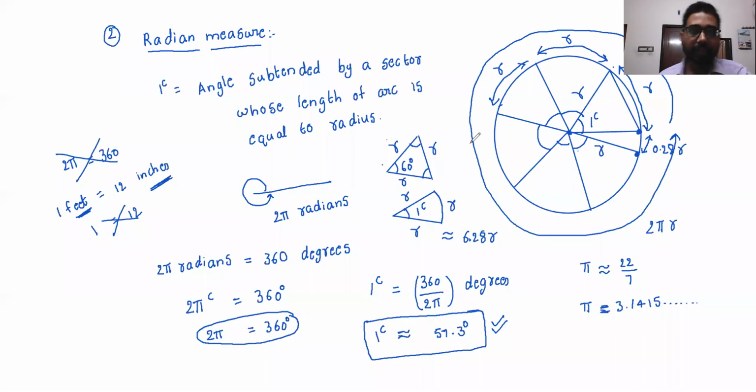So hope things are clear. This is the definition of 1 radian. So 2 pi radians is equal to 360 degrees. This is the most important.